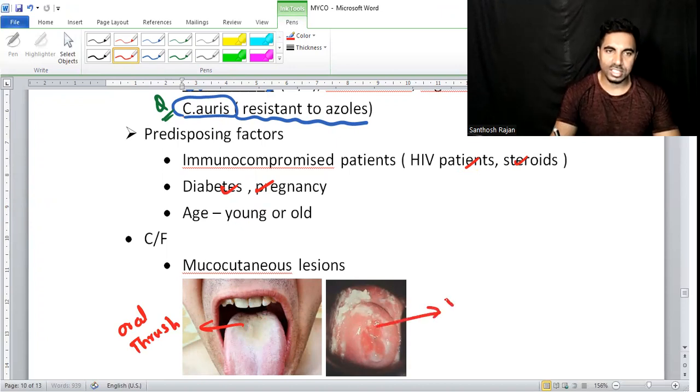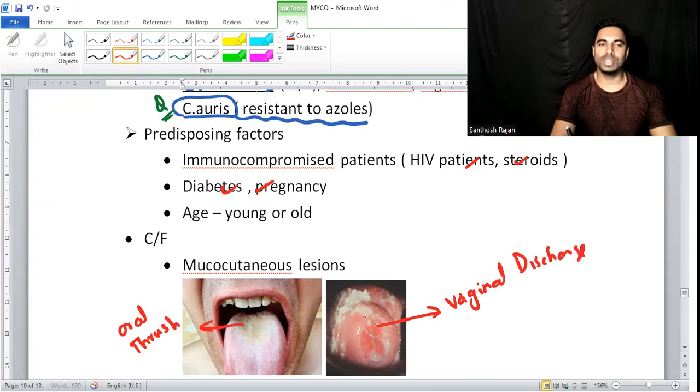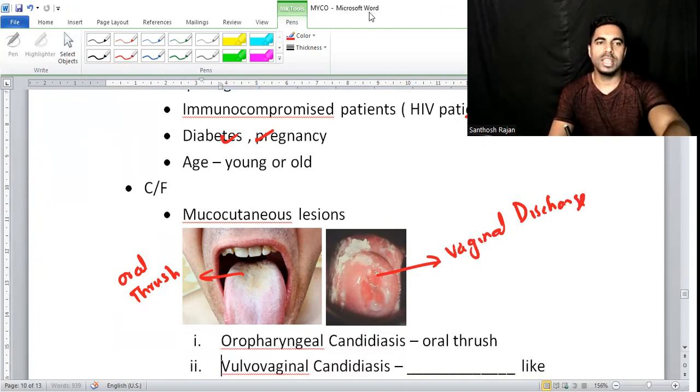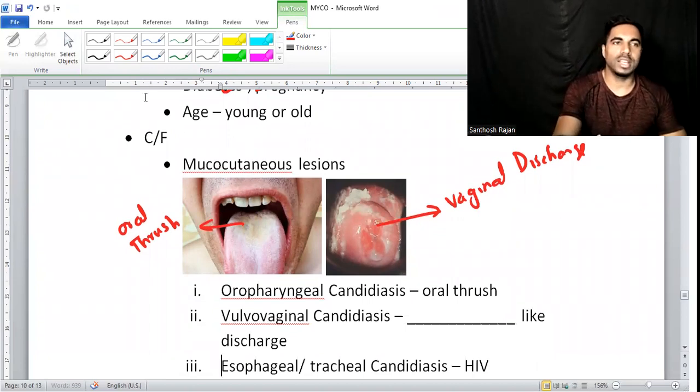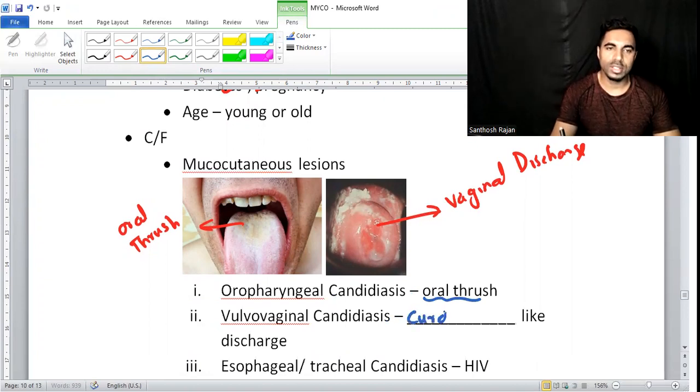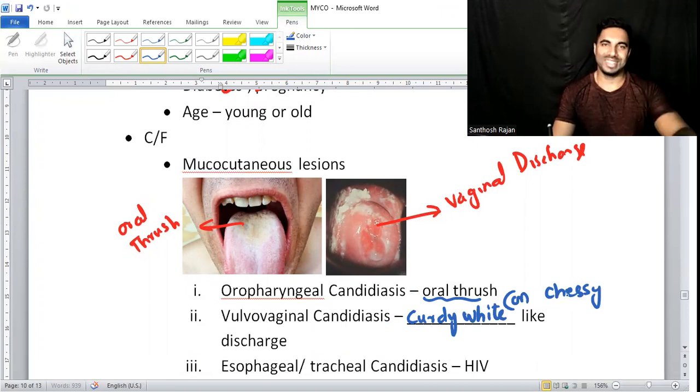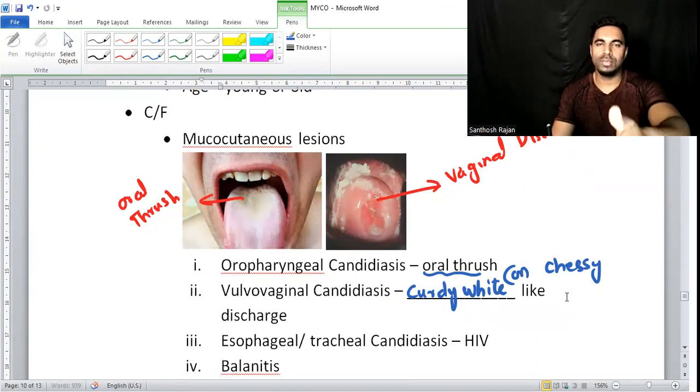And this is a vaginal discharge. How do you describe it? Curdy white or cheesy. This picture can come, and they can ask you: the patient is pregnant with this type of lesion, what is it? You have to remember that is candidiasis. Oropharyngeal is oral thrush, and in vulvovaginal candidiasis you have cheese-like white discharge. Among the three important causes of vaginal discharge, remember candidiasis, Trichomonas vaginalis, and bacterial vaginosis. In candidiasis the discharge is curdy white and the pH is less than 4, so it is acidic.